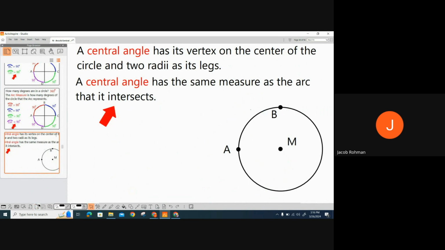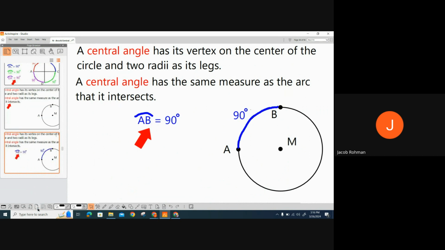Now, a central angle has its vertex on the center of the circle and 2 radii as its legs. The central angle has the same measure as the arc that it intercepts. So in this picture, we have arc AB is equal to 90 degrees, which I've shown here in blue. And then if we intersect that arc with 2 radii, a radius being from the center to the edge, so from M to A, and then from M to B, we're going to intersect that arc. So I did that in red here.